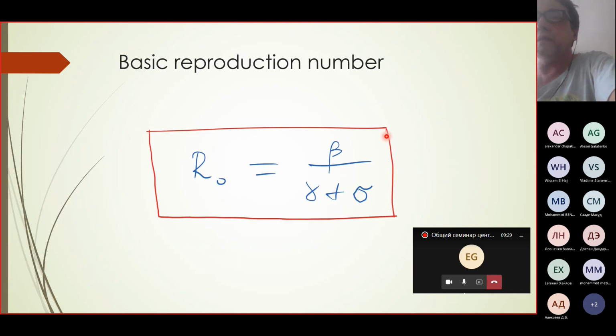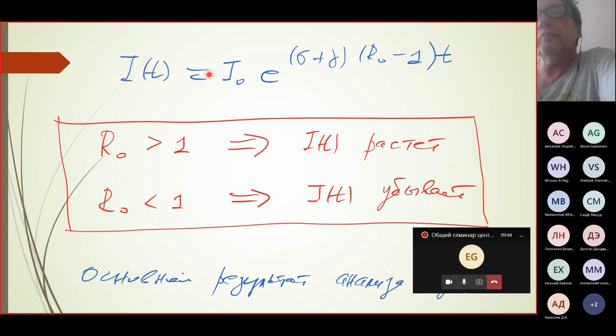There are several main characterizations of this model or of the epidemic described by this model. The first one, of course, is the basic reproduction number, written here. The meaning of this basic reproduction number is that if we determine the number of infected at the initial moment of time, it can be written in this form. It's an exponential, and here in the exponent there's this R0 minus 1. So if R0, the basic reproduction number, is larger than 1, the number of infected will increase, otherwise it will decrease.